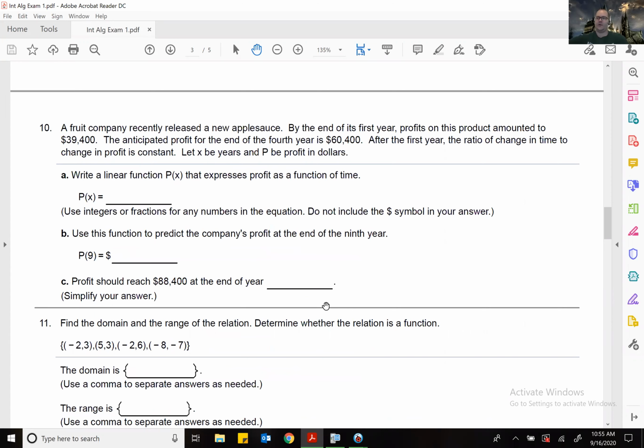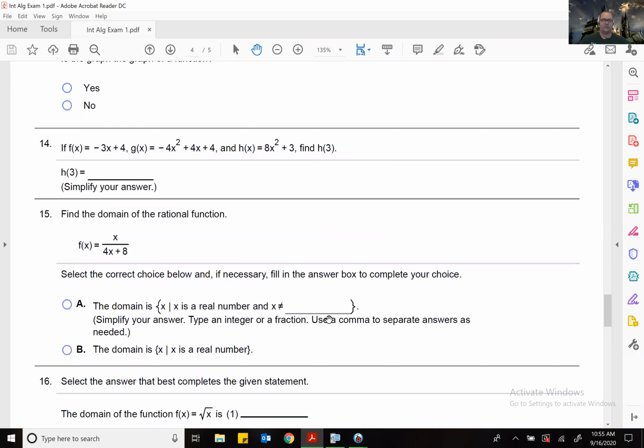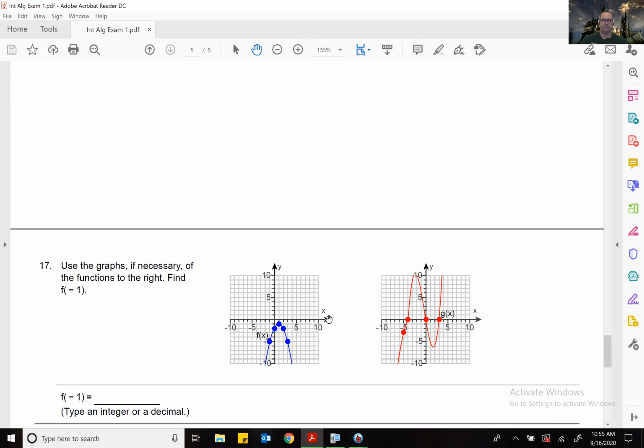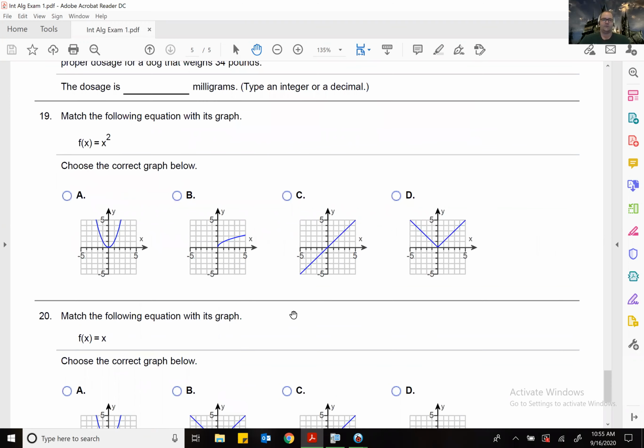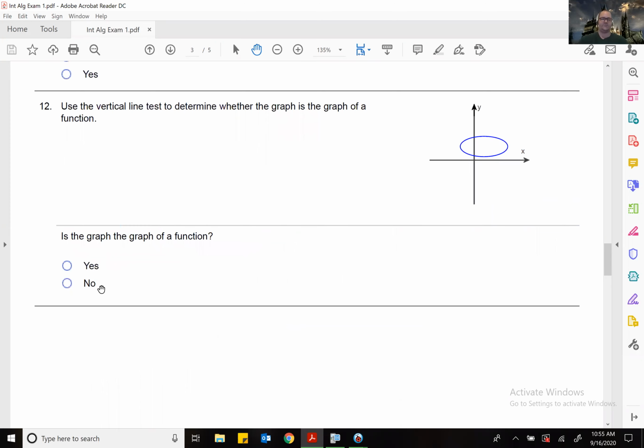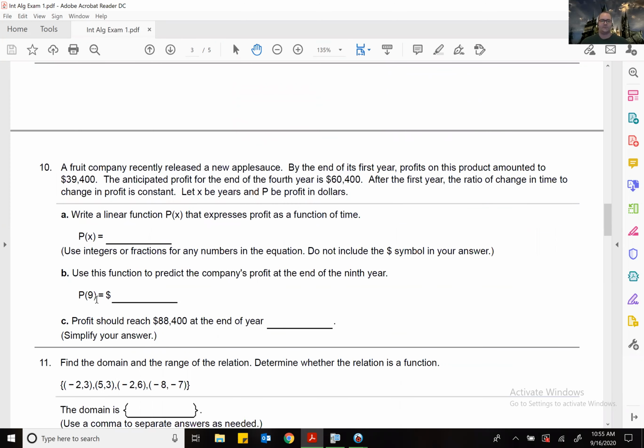Okay, moving on. Number 10. It's just a linear word problem, and that's okay because we can deal with that. I think this is the only word problem in the entire exam. Yes, no. There's one more right here, number 18, but that's not too bad. If there's a word problem that's going to throw you off, it's probably going to be number 10. But we can do this. This isn't bad. I promise you.